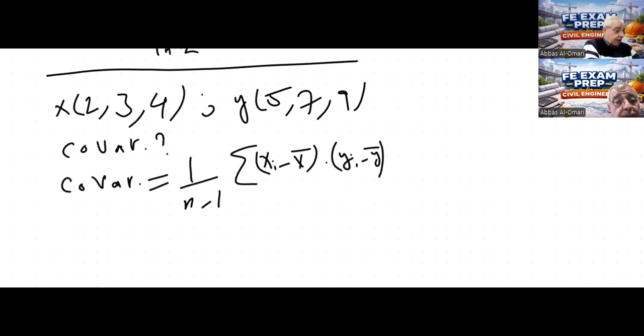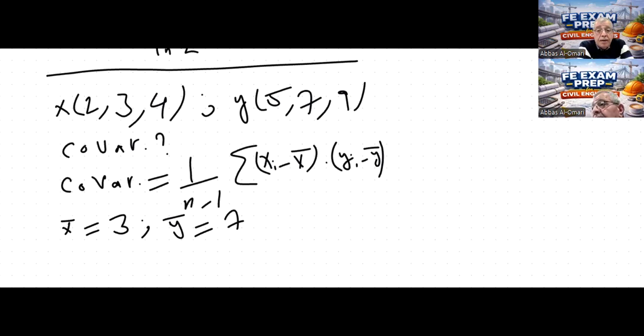For the X data set, X bar equals 3. We just do the summation and divide by 3. For the other data set, Y bar equals 7. We just do 5 plus 7 plus 9, which is 21, divided by 3, which is 7. Now we apply the rule, xi minus x bar multiplied by yi minus y bar, and we do the summation.